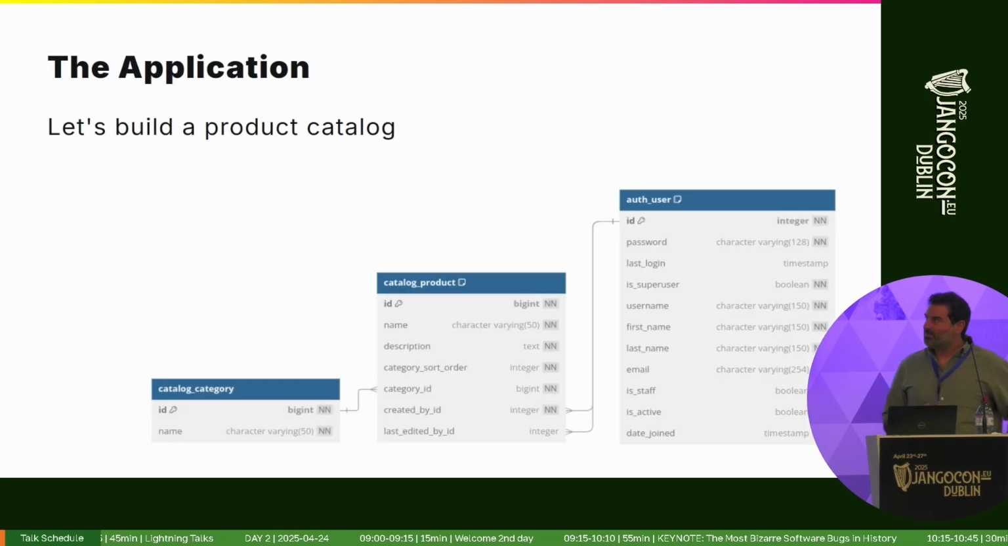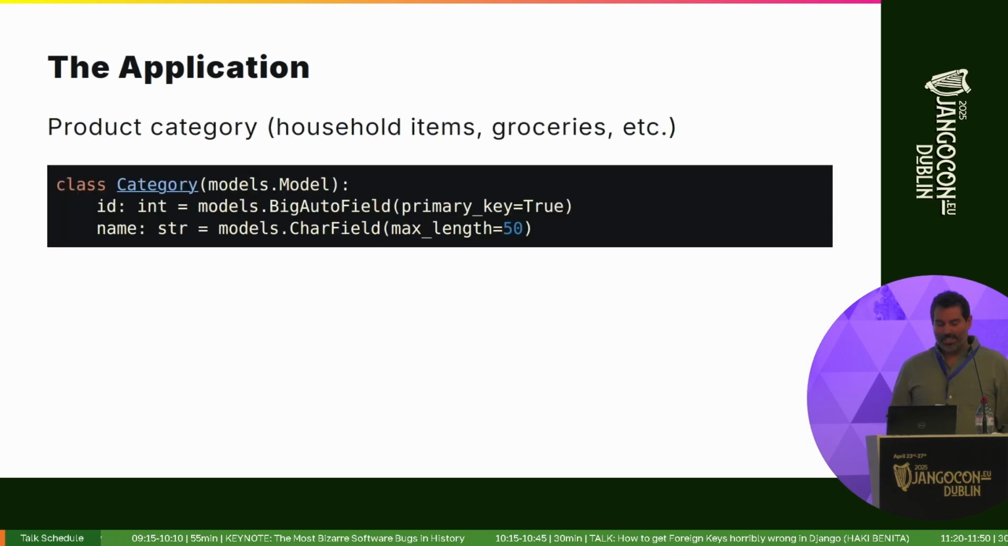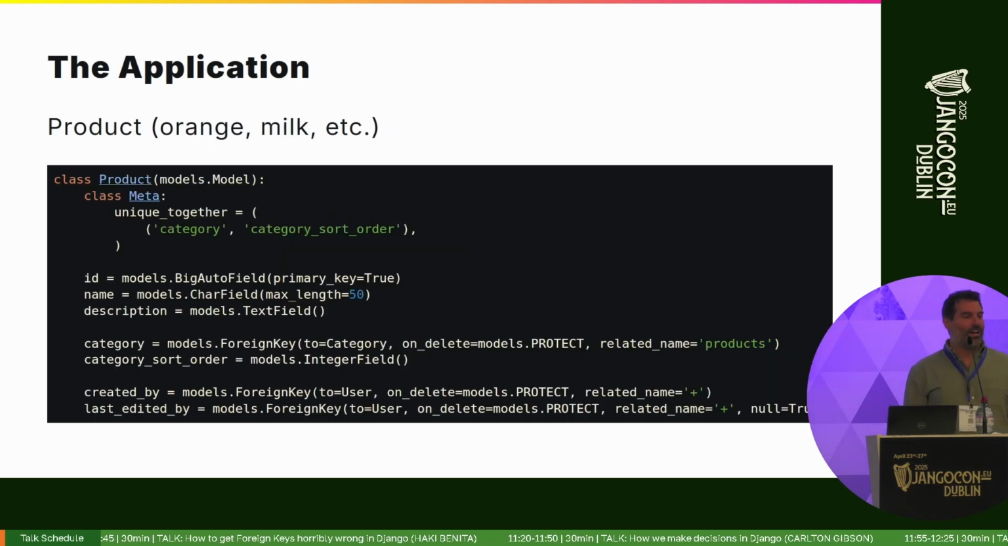So the basis of our talk is going to be a simple Django app. We're going to build a product catalog in Django, okay? So the first model that we're going to have is a category, basically ID and the name of a product category in our catalog. Next, we're going to have a product. We have ID, we have name, we have description, and then we have a foreign key to the category, which is appropriate because this is a talk about foreign keys.